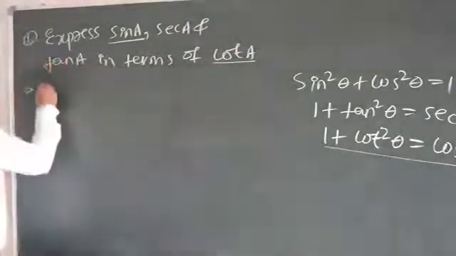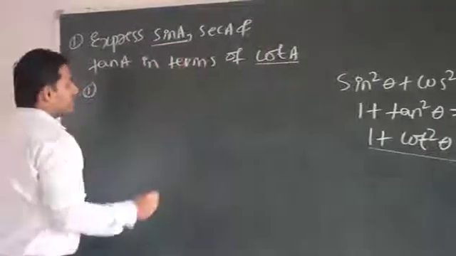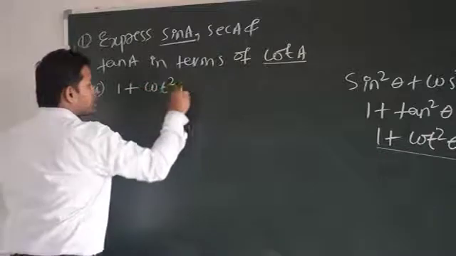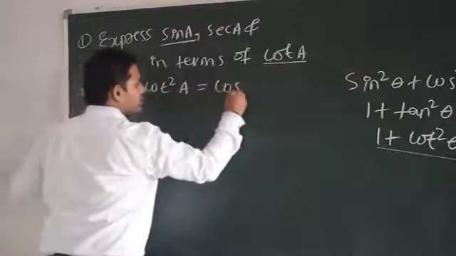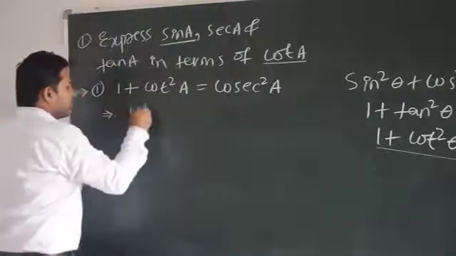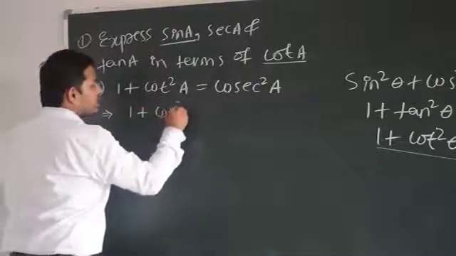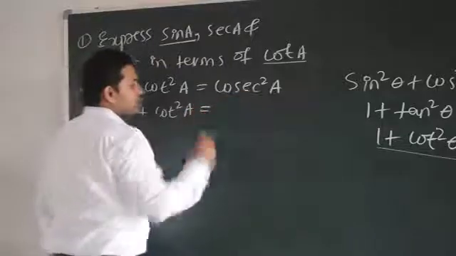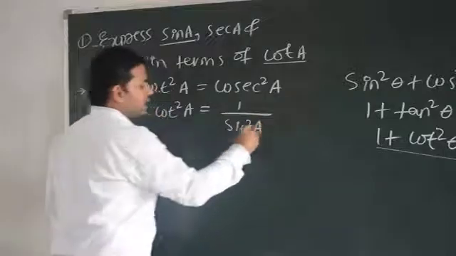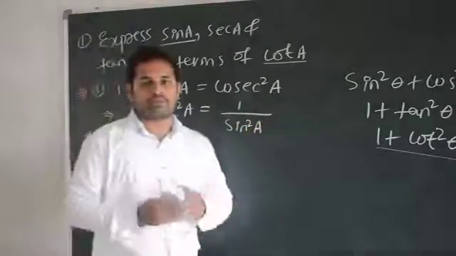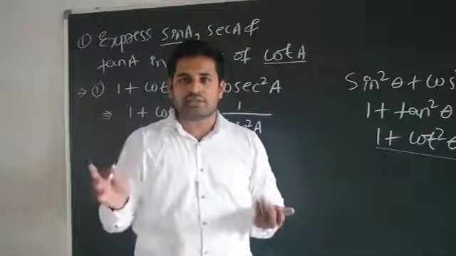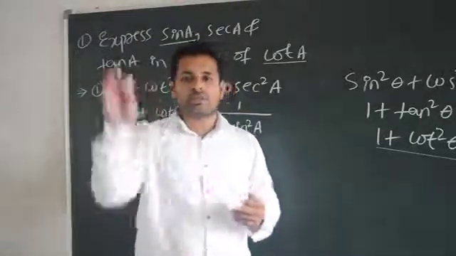So let us do that. The first one is related to sine A and cot A. I have 1 plus cot square A is equal to cosecant square A. Is it alright? Of course it is right. Then cosecant square A can be written as 1 over sine square A, because sine A and cosecant A are reverse of each other. Cosecant square A is equal to 1 over sine square A.